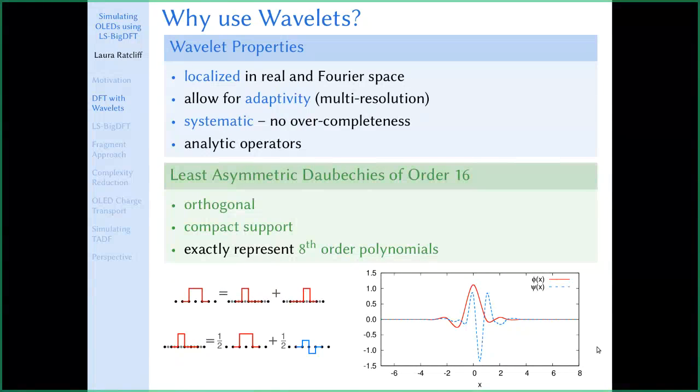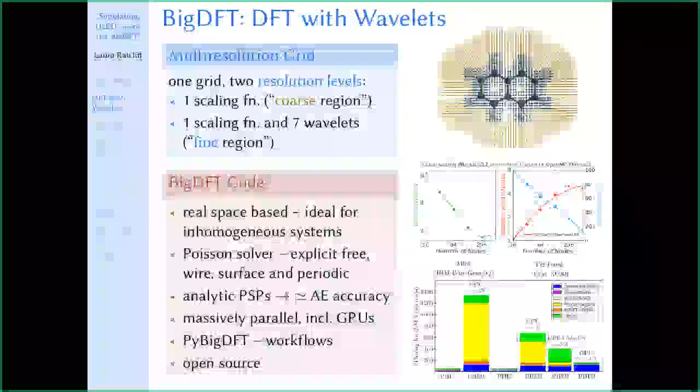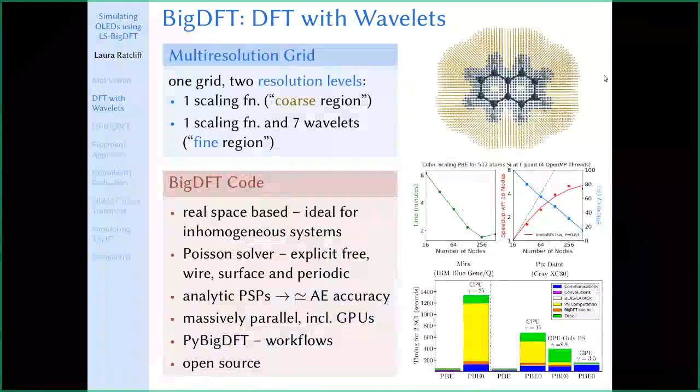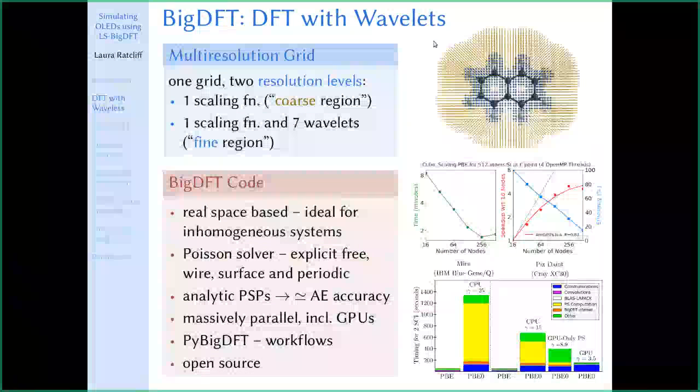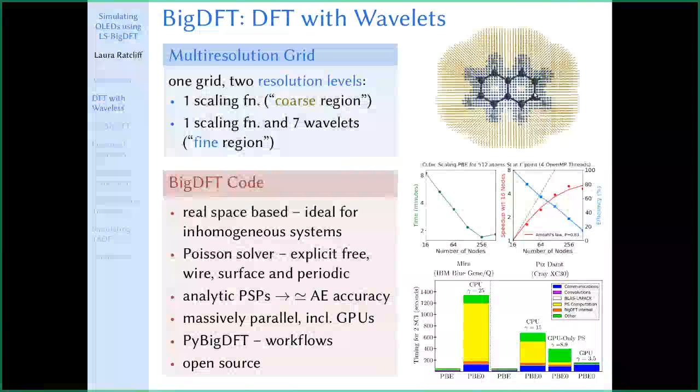And so if you would use this basis set in a DFT code, like we do with Big DFT, you end up with this multi-resolution property, as I said. So we choose to have 2 levels of resolution. So our example grid looks something like this. We have a fixed grid spacing throughout, and then we have what we call a fine region close to the atoms where you need more degrees of freedom, and a coarse region further away where you have fewer degrees of freedom. And this leads to a very efficient approach, which is particularly suited for inhomogeneous systems.